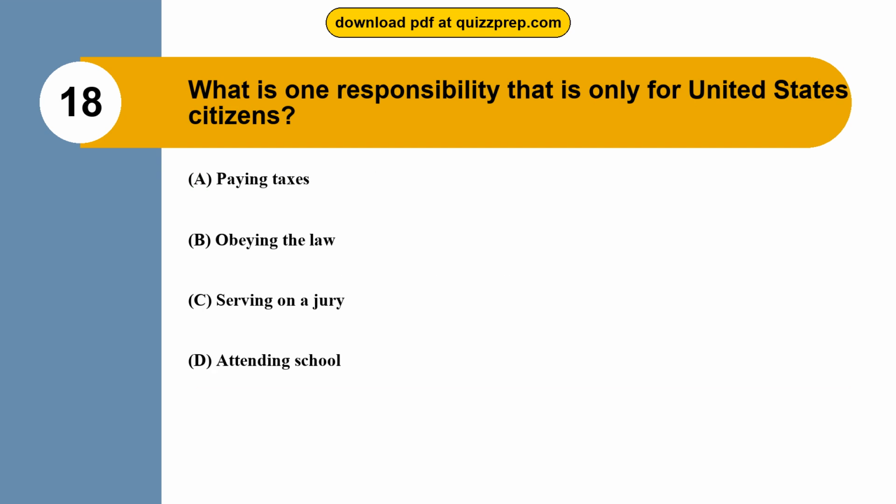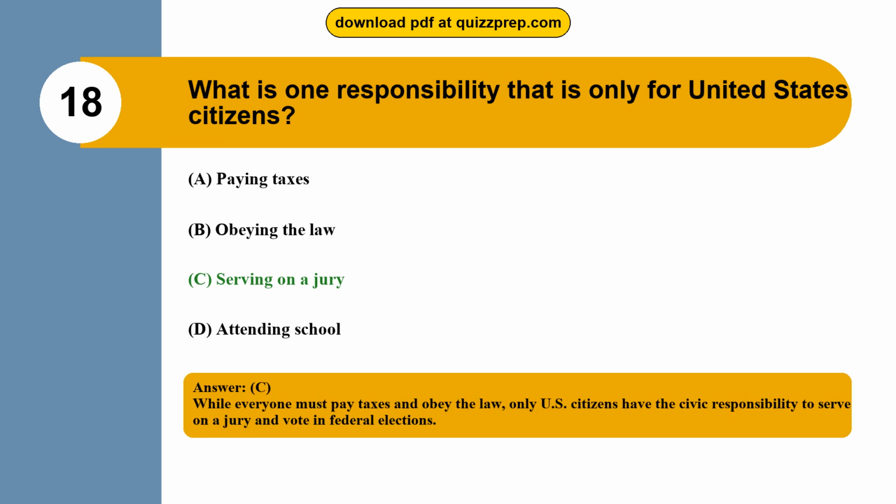Question 18. What is one responsibility that is only for United States citizens? Option A, paying taxes. Option B, obeying the law. Option C, serving on a jury. Option D, attending school. The correct answer is option C, serving on a jury. While everyone must pay taxes and obey the law, only U.S. citizens have the civic responsibility to serve on a jury and vote in federal elections.